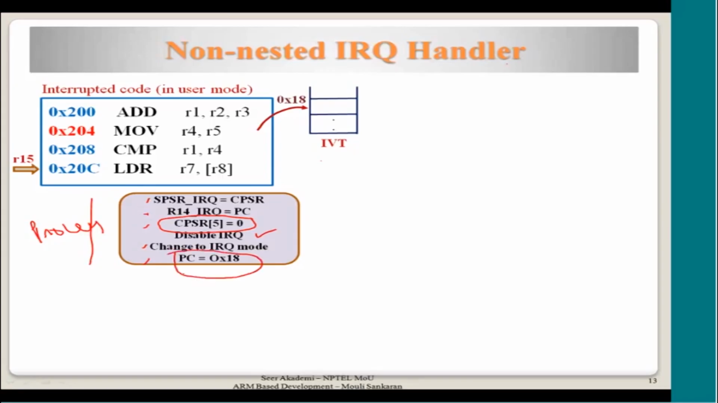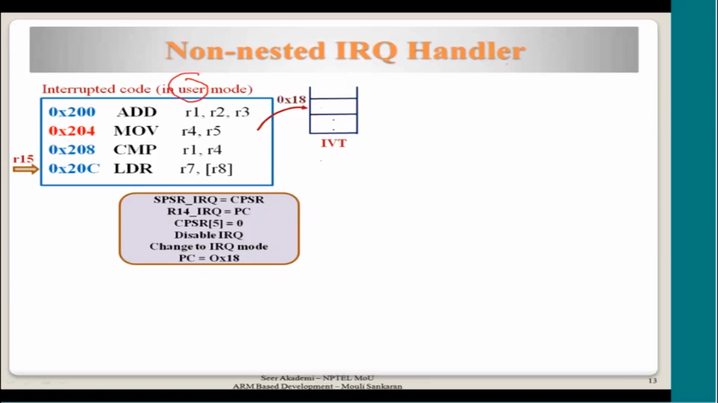Now it can overwrite the PC value. See, CPSR can now be changed because it is already copied. Please remember that. Similarly, PC can be loaded with a new value because the return address where it is supposed to come after the servicing of interrupt is already copied. So we are safe now to change the value of PC or CPSR or the IRQ bit. Disabling IRQ is changing the CPSR value, right? And then we are changing the mode also. The processor is changing the mode from user mode. In our example, it is user mode. It changes to IRQ mode, and then now it goes to PC 18.